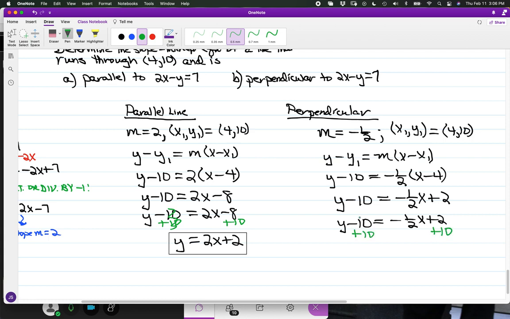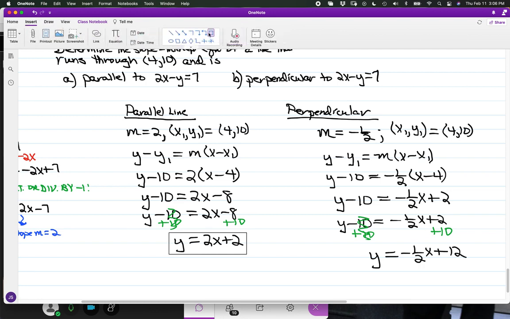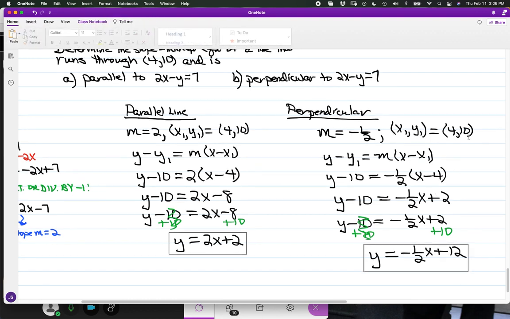And adding 10 to both sides, we now have that y is equal to negative 1/2 of x plus 12. So here y is 10, and I want negative 1/2 of x plus 12 to also be 10. So with x at 4, negative 1/2 times 4 is negative 2, and negative 2 plus 12 is also 10.